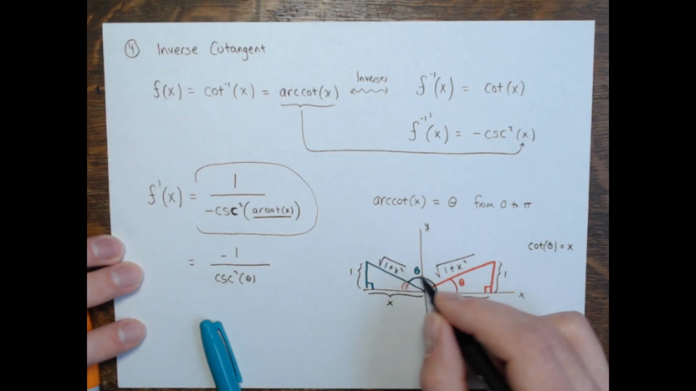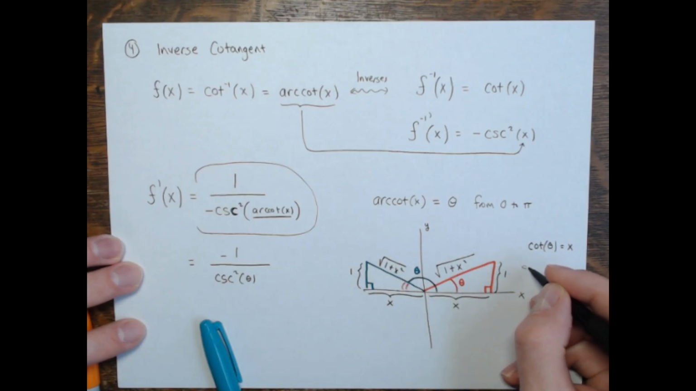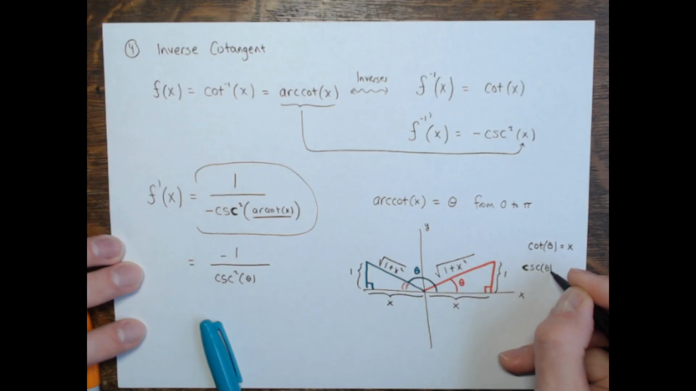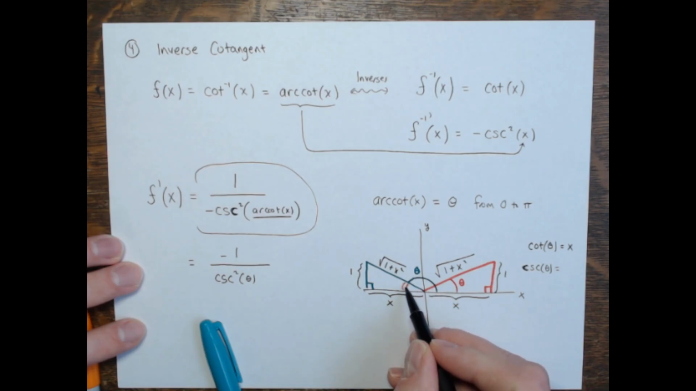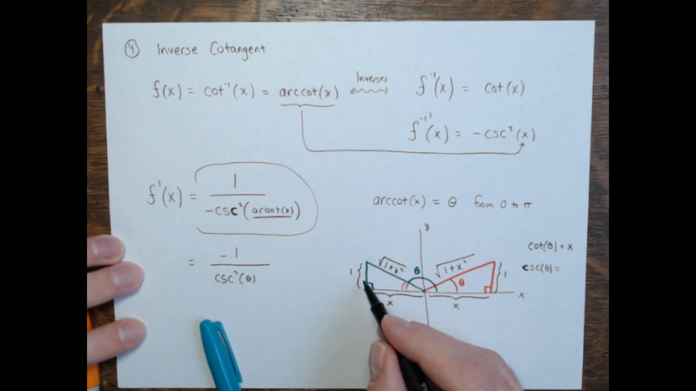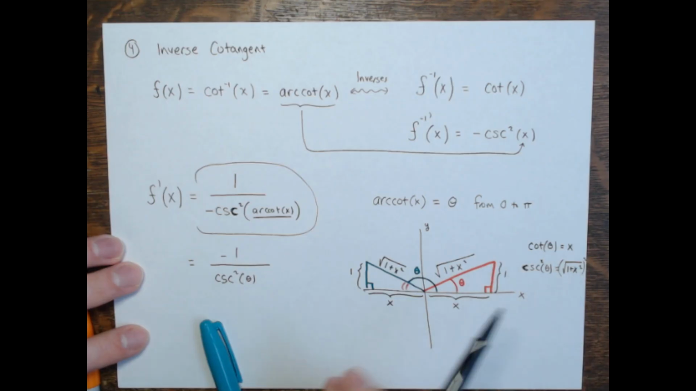So in either of these pictures, whether you're a quadrant 1 angle or a quadrant 2 angle, the cosecant of theta, remember that's the reciprocal of sine, which would be hypotenuse over opposite. So for this angle here, or the reference angle to theta here, hypotenuse over opposite would be the square root of 1 plus x squared over 1. And then this is getting squared, right? So that'll get rid of the square root.